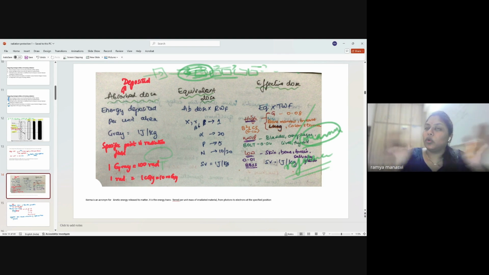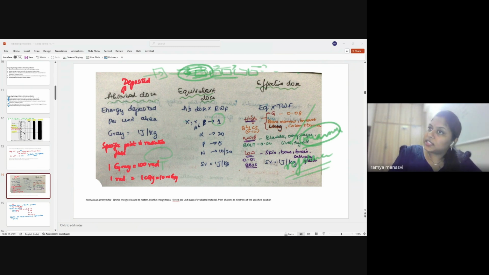Suppose we are talking about the whole human body, we are only talking about one point where the energy is deposited in that particular area. Okay, so it is measured in grays. What is equivalent dose? We are also calculating the linear energy transfer, how much energy will be deposited because of that X-ray or alpha rays or protons or neutrons. For X-rays, gamma rays, beta rays, everything, it is unity. Whereas for alpha rays, it is 20. Alpha rays are high LET. For protons, it is 5. For neutrons, it is 10 to 20. And the measurement is sieverts.